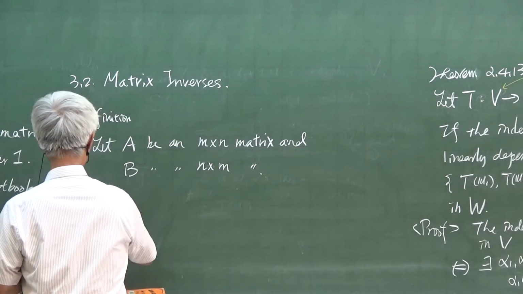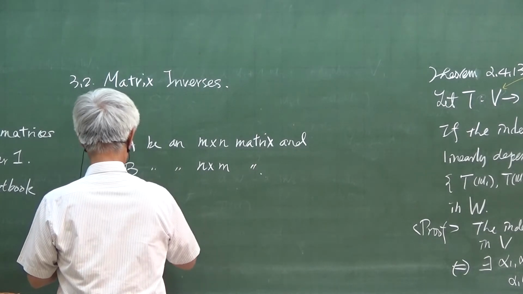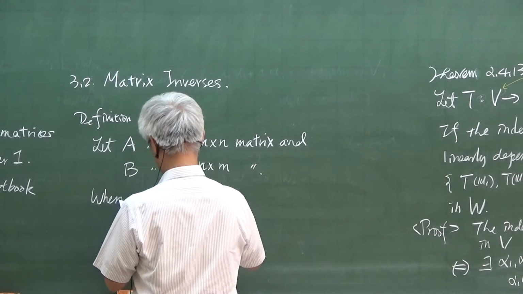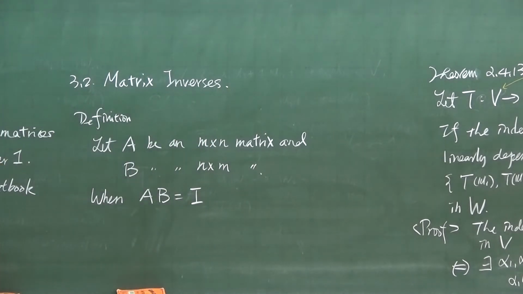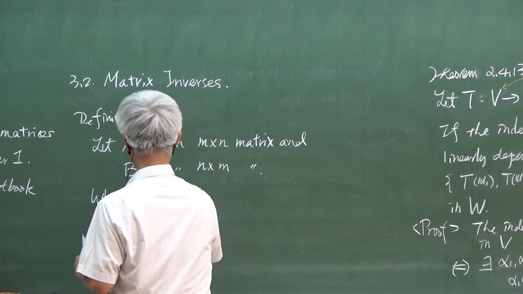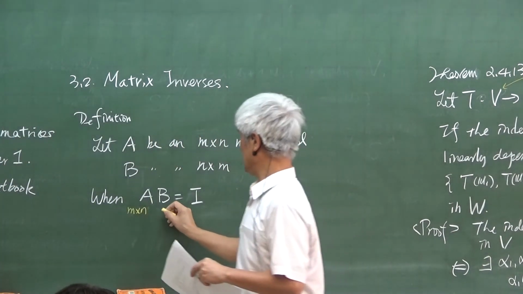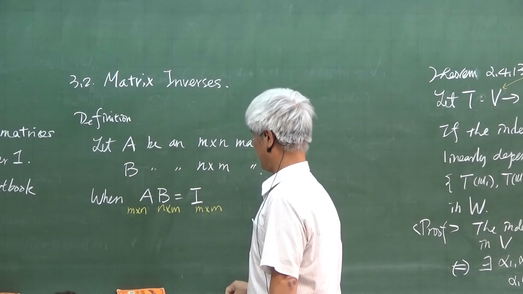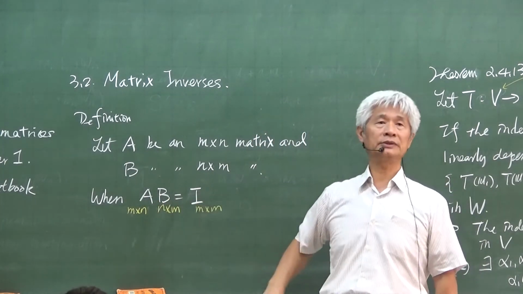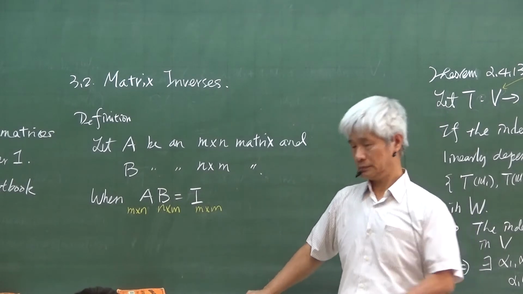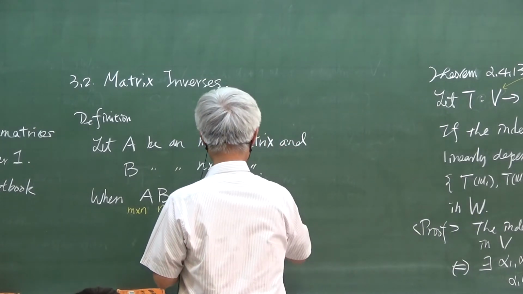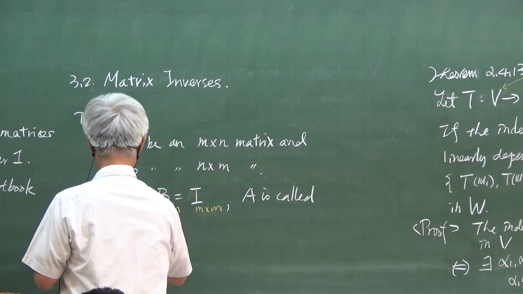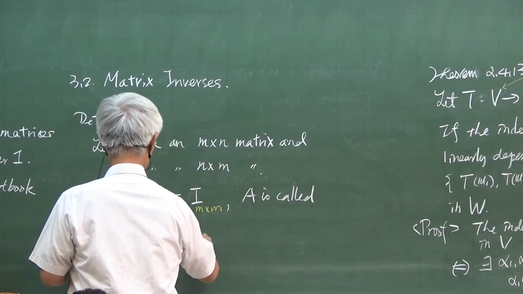All right, a situation occurs sometimes when A multiplied with B is the identity matrix. So let me give the dimension of the identity matrix. A is m times n, B is n times m, so the identity matrix is m times m. Okay? So when we have this result, then A is called a left inverse of B.